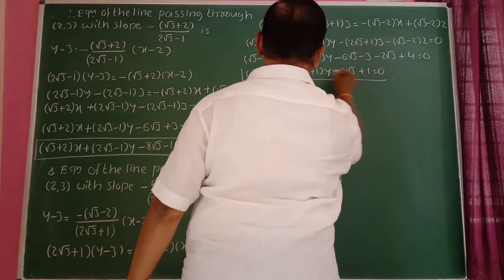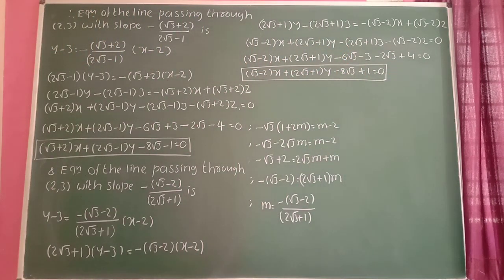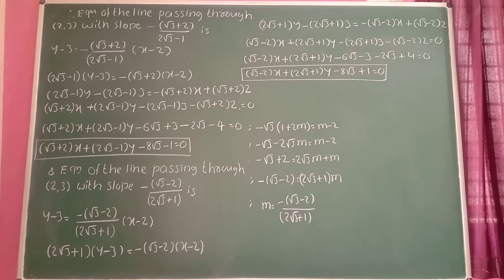So this is one more line. Okay. So there are two lines passing through the point (2, 3) and making an angle of 60 degrees with the given line with a slope 2.